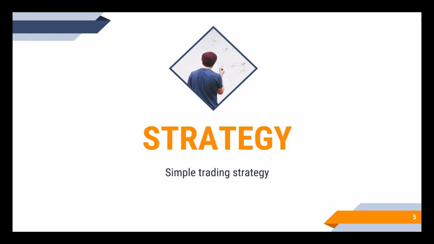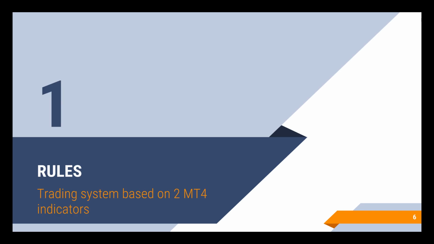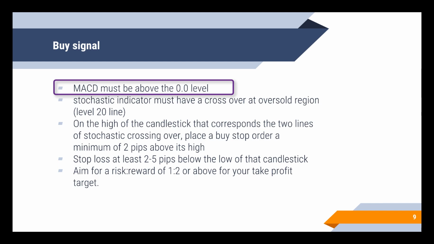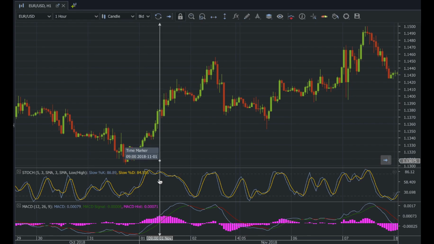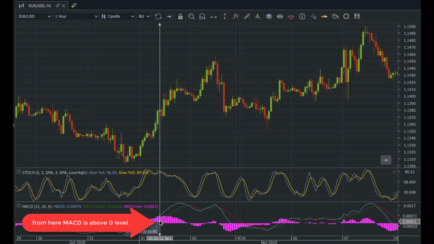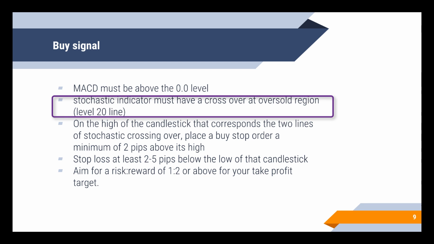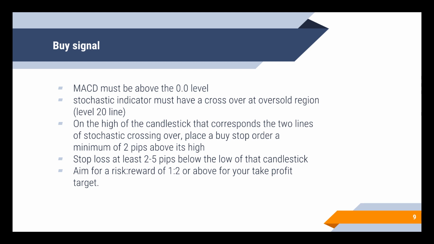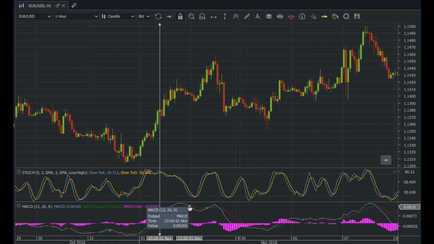So let's talk about buying and selling rules. First of all, the buying rules. MACD must be above the zero level, and this indicates an uptrend. So let's find where MACD is above the zero line. It's here, for example. Next, the stochastic indicator must have a crossover in the oversold region, which is around the level 20 line. So let's find this part for the stochastic. It's here.